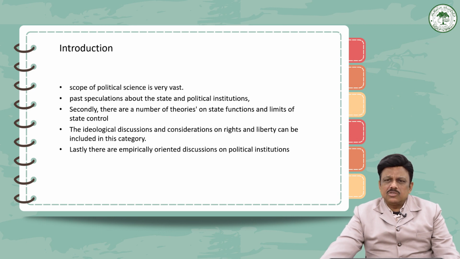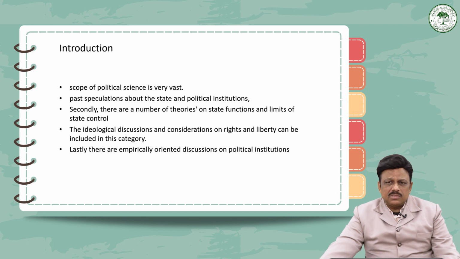There are discussions on the theories of state origin, sovereignty, law, liberty, rights, forms and organs of government, representation, state functions, political parties, pressure groups, public opinion, ideologies such as communism, socialism, etc., and also international relations and institutions. Evidently, the scope of political science is very vast.